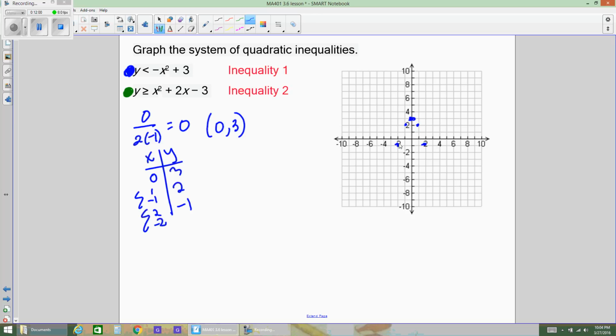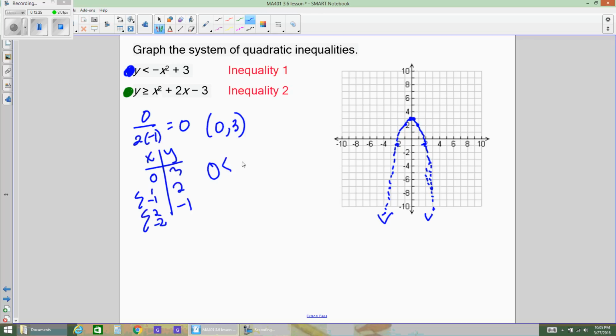And then, was this supposed to be opening down? Yes, it was. And what's the line type supposed to be for this blue graph? Hopefully you see it's supposed to be dashed. And then, are we allowed to test 0, 0 as our test point? Yes, thankfully we are, so plug that in.